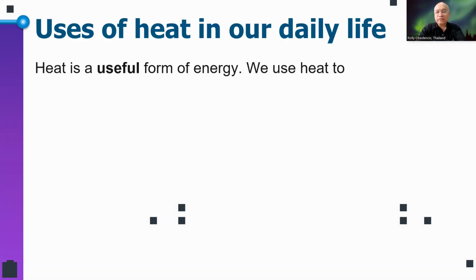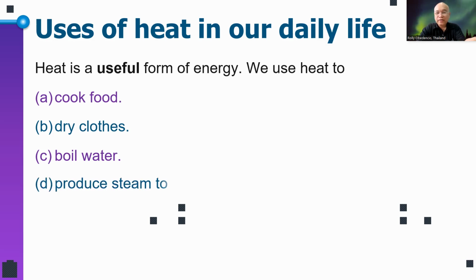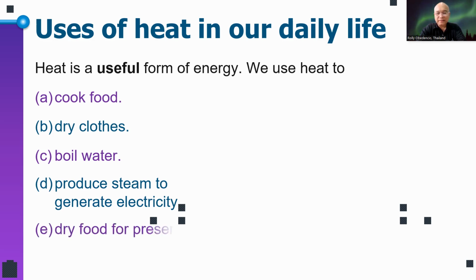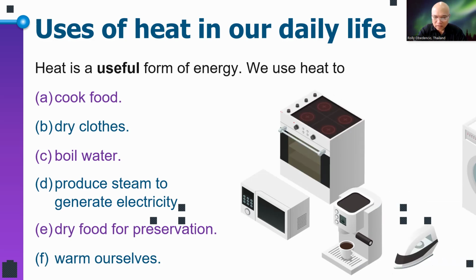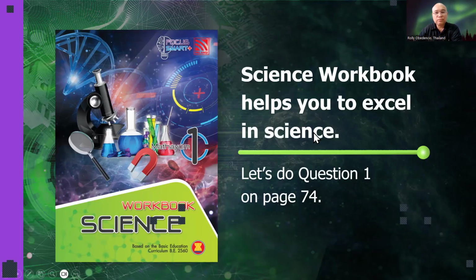There are uses of heat in our daily life. Heat is a useful form of energy. We use heat to A, cook food, dry clothes, boil water, and produce steam to generate electricity, and dry food for preservation. Also, warm ourselves. So you see any of these appliances, you can use heat and they produce heat too.